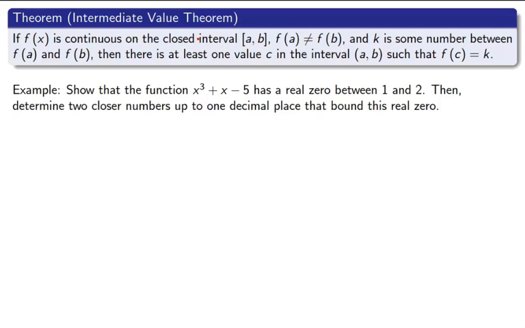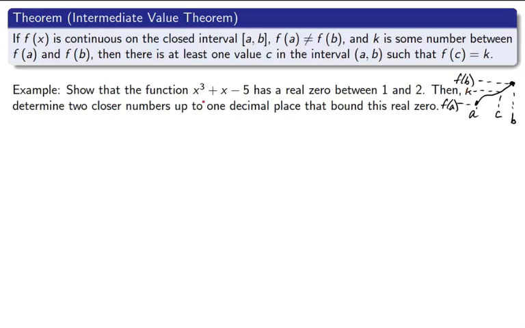The function must be continuous on the closed interval. You must have different values for f of a and f of b on this interval. And you've got some value k that's between these two y values, f of a and f of b. Let me draw you a little picture. We've got some continuous function. Here's a, here's b. You've got f of a and f of b. Now if we choose some value k between f of a and f of b, then this theorem guarantees that there is some c so that f of c is equal to this k. And continuity is what gives us this. Let's look at the example.